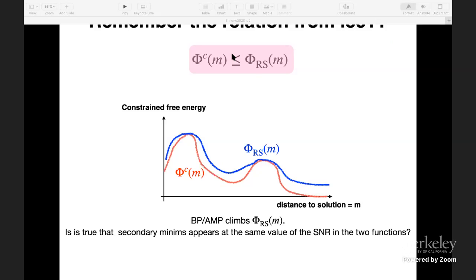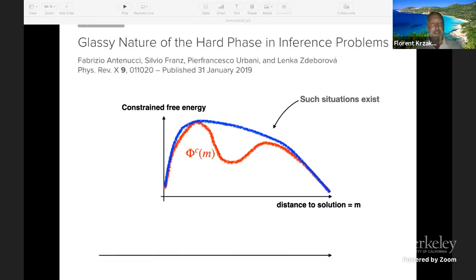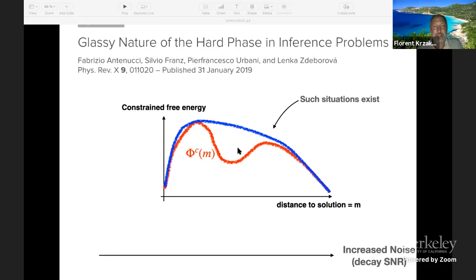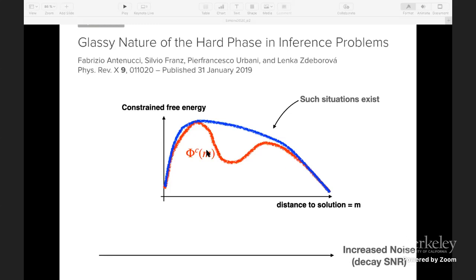Florent, I have a question about this new finding. These two functions are not equal, but one can be concave and the other can develop local minima. That's quite surprising, right? The one you would expect to be physically relevant is phi superscript C. I agree. So what's going on there?